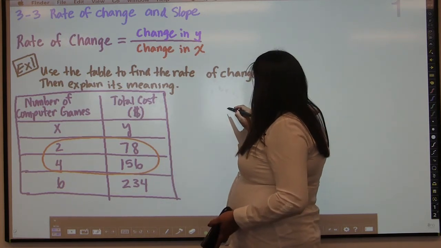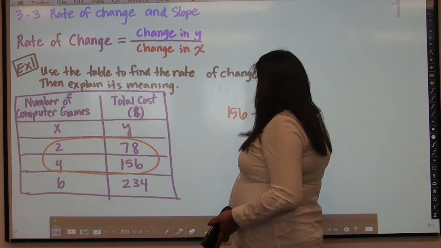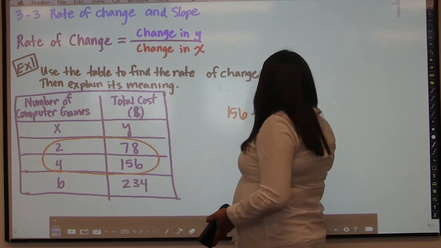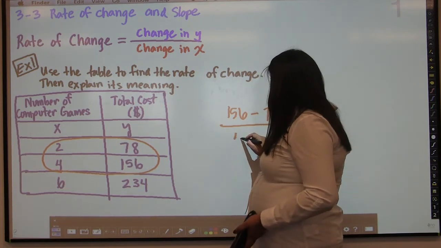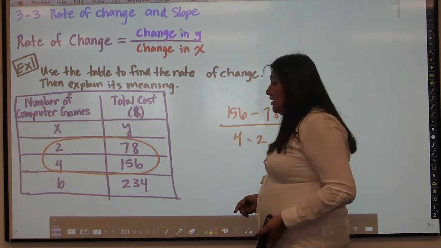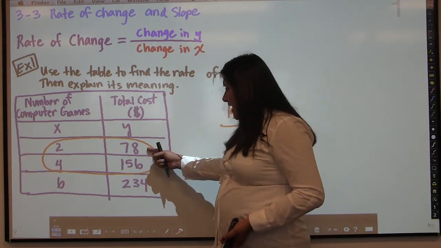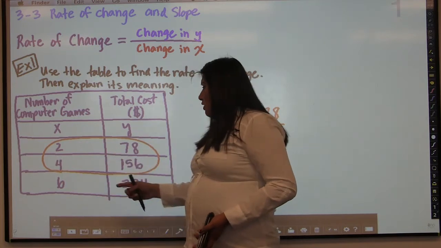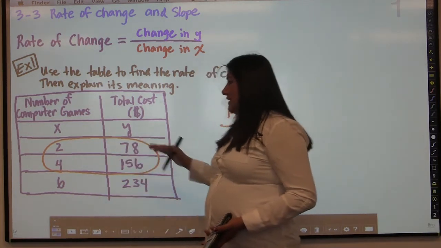So the current y value is 156. So I'm going to subtract the previous value, which is 78. That's the change in y. And the change in x is going to be the 4 minus the 2. It's important to always go in the same order. So if I go 156 minus 78, I have to go 4 minus 2. I don't want to go 156 minus 78 and then go 2 minus 4. You always want to be consistent.